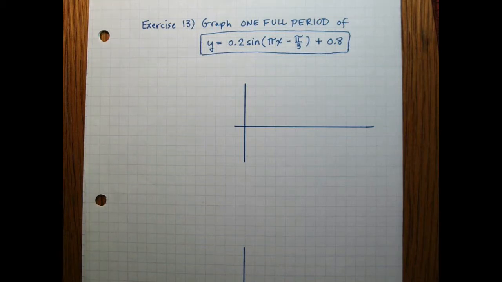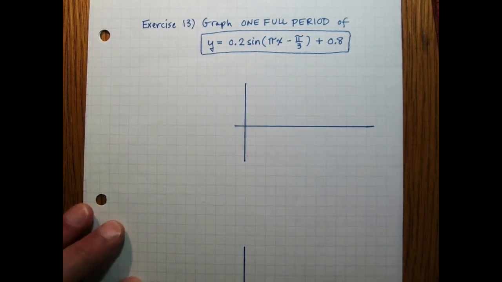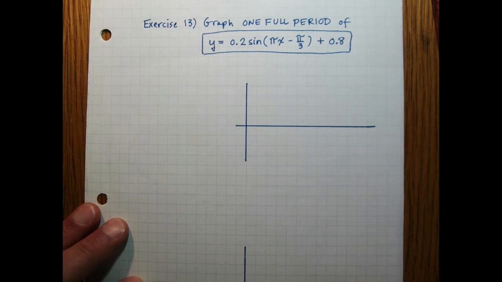So let's do another graphing exercise. This one has a whole bunch of things going on in it. This is exercise 13. I actually misnumbered the previous exercise. I called it 13. It should have been 12. The previous exercise was 12.